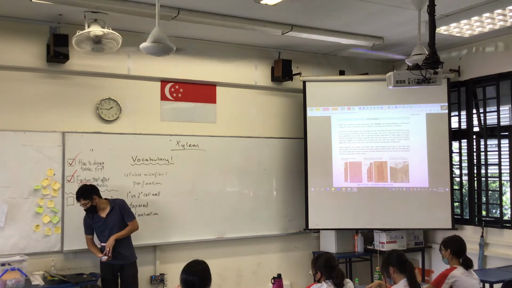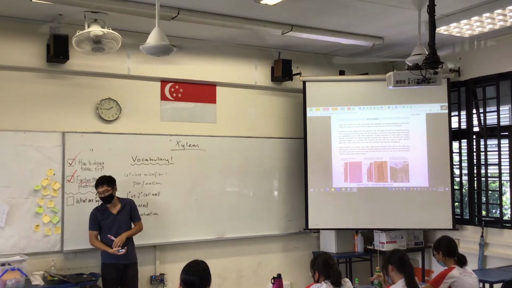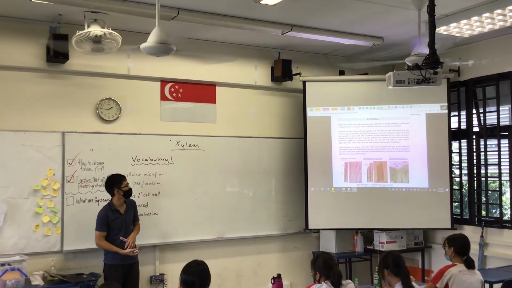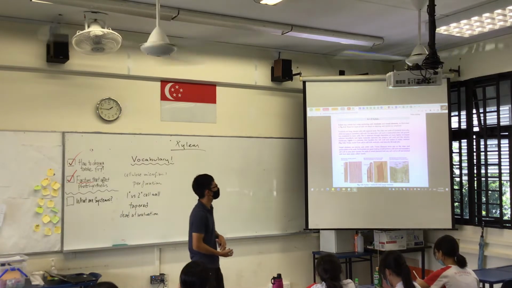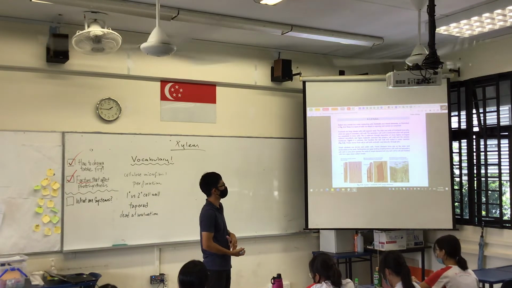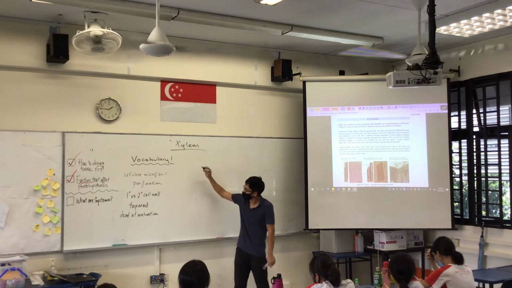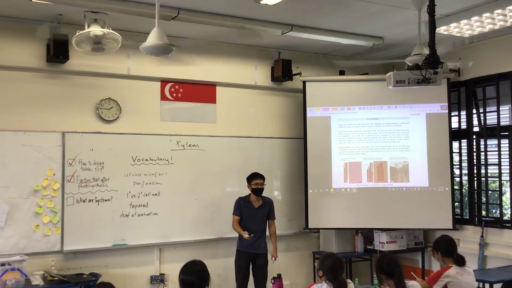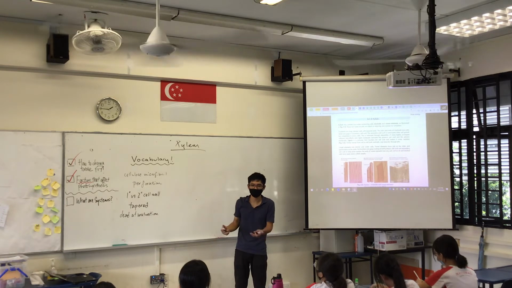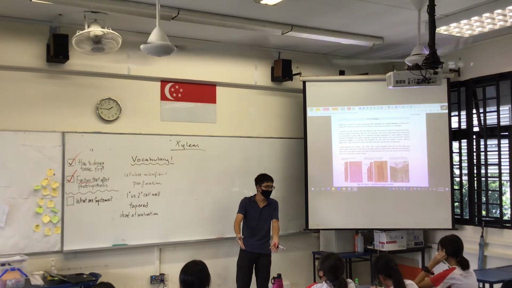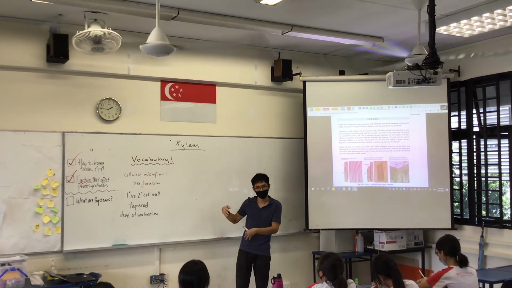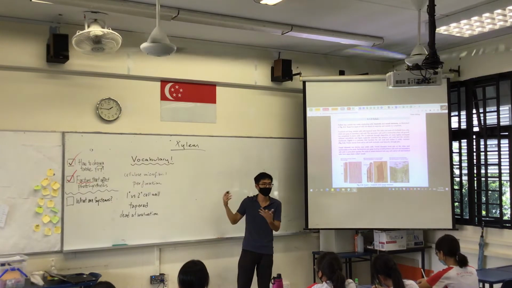First, the paragraph says these two types of cells are dead at maturity and contain no cytoplasm. What does that mean? It means that every cell goes through a life cycle of sorts. They start off as a young cell, they can mature into a mature cell, and they will eventually die.